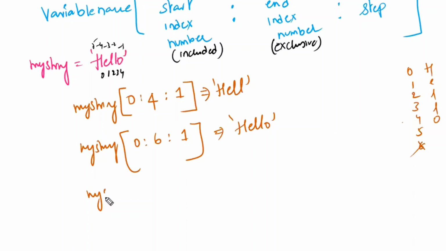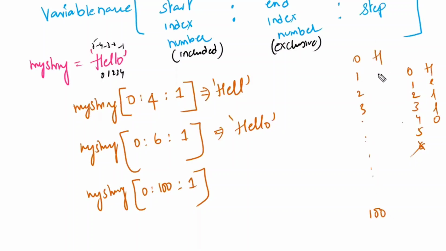Sir, if I am asking like this, my string of 0 to 100 with an increment of 1: 0, 1, 2, 3, 4, like this up to 100. 0 is H, E, L, L, O. Up to 4, O. After that, nothing is there. So within this, whatever is there, it is going to be printed. Again, the answer is going to be hello. Now, let us see one more example.